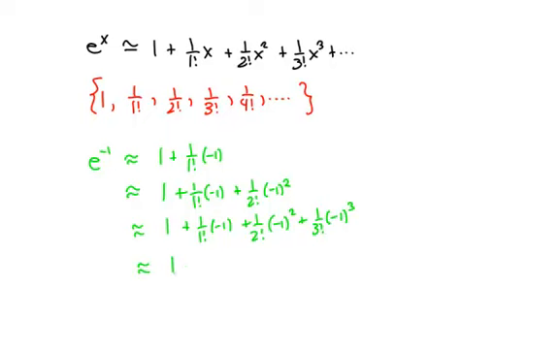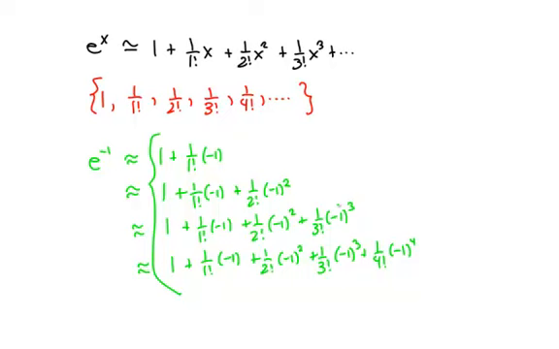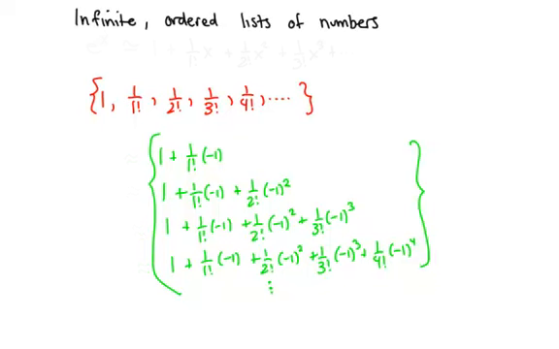Every single time we add a new term, we get a slightly better approximation than the version we had before, on the assumption that we're staying inside the radius of convergence. But this collection right here that I'm putting in these big giant braces is just another list of numbers. And this time, it's successive approximations of the value of e to the negative 1. In both cases, we're talking about infinite ordered lists of numbers, which in math is called a sequence.